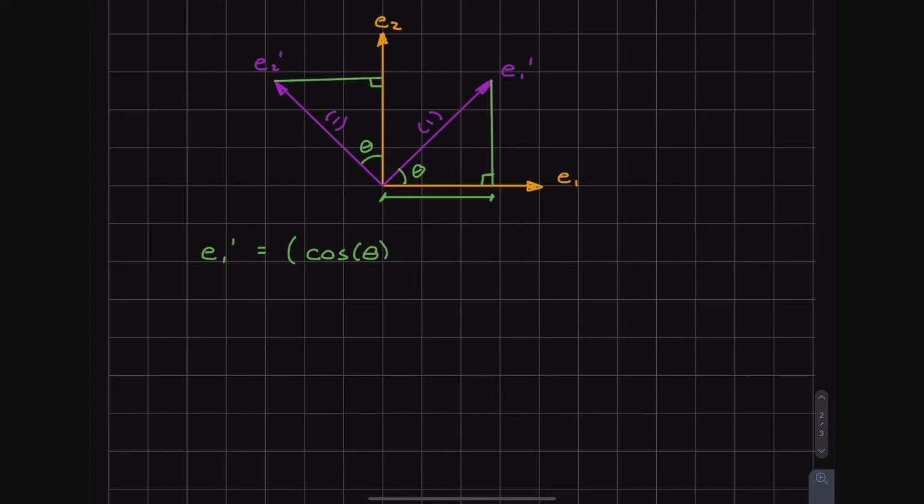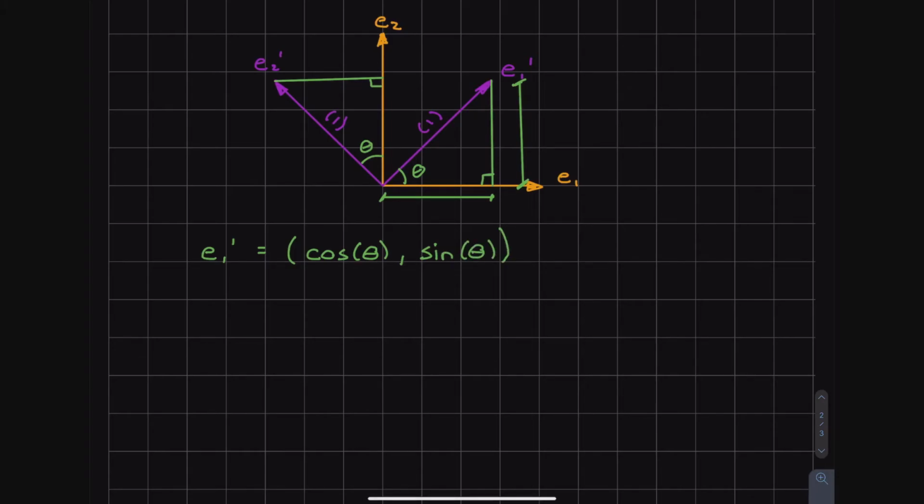And then we can move on to the vertical component, which is this one right here, which is going to be the hypotenuse times sine theta. But the hypotenuse, again, being 1, all we get here is sine of theta. So that right there is our E1 prime.